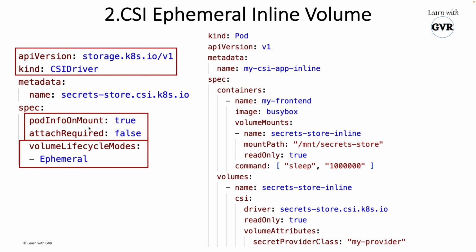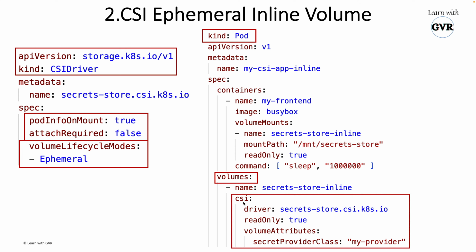So this is a driver with the volume lifecycle mode. This is either ephemeral or persistent. That's a property of this particular CSI driver. And from the pod's point of view, if you look here, this is a pod that has a volume as a CSI driver specific volume.